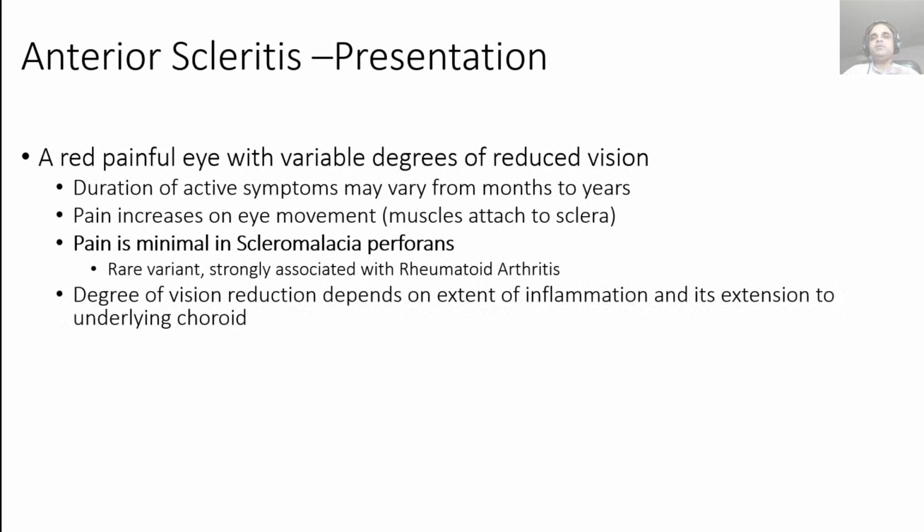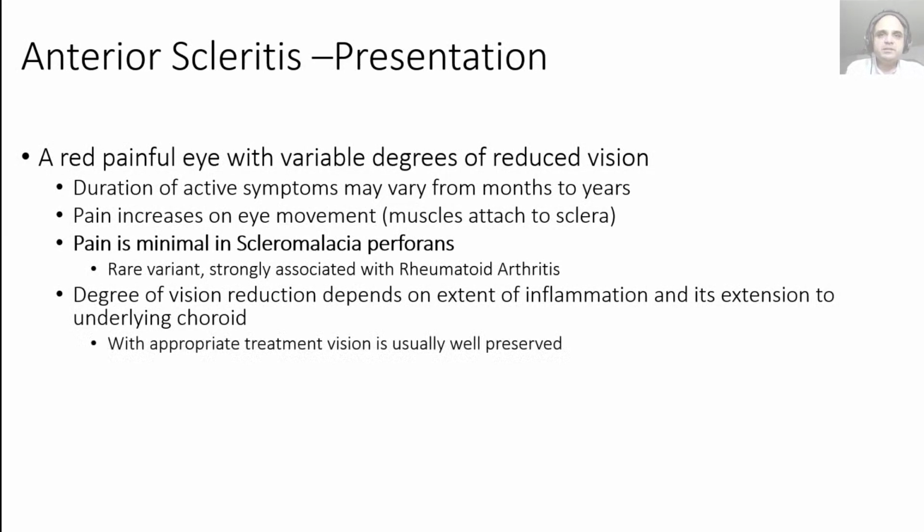As we have talked about before, degree of visual reduction would depend upon the duration of the disease, and the visual reduction is not because something is happening to the sclera. The sclera has nothing to do with vision production. It's the extension of the inflammation to the underlying choroid. And again, when we talk about uveitis, we'll discuss this more: these eye tissues are packed very close to one another. So if you have inflammation in the sclera, there is a good chance it will transmit to the choroid. Similarly, problems in the choroid can transmit to the retina and rarely to the sclera. And this is because the tissues are very closely packed together.